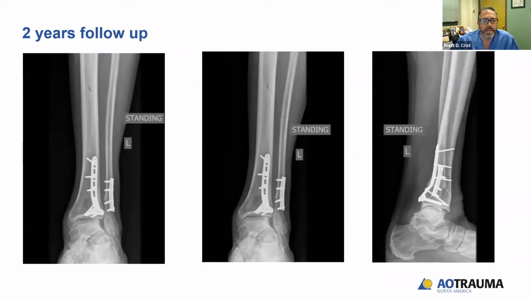And this is what it looked like at 2 years follow-up after the osteotomy correction with revision with a posterior plate. And he increased the anterior distal tibial angle to prevent him from subluxing anteriorly.